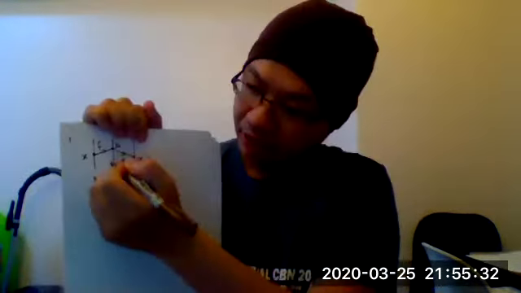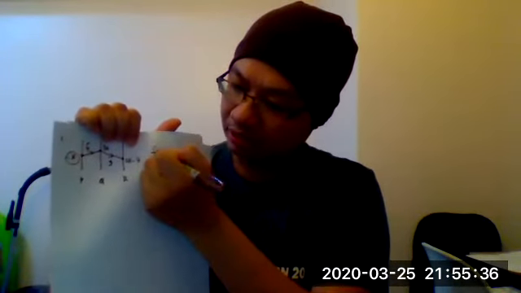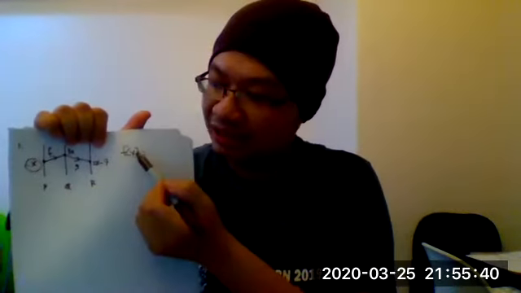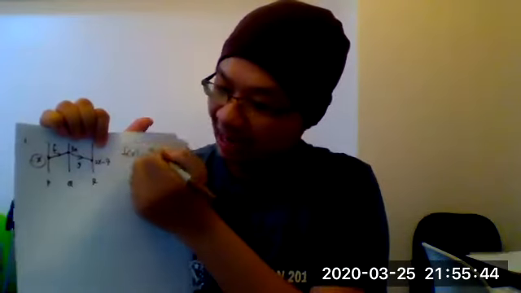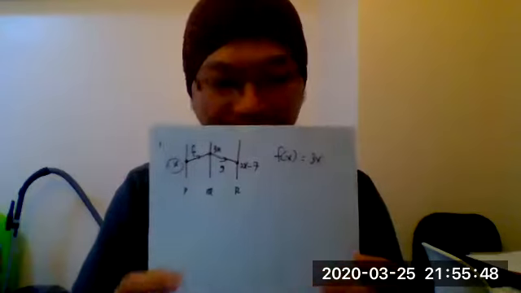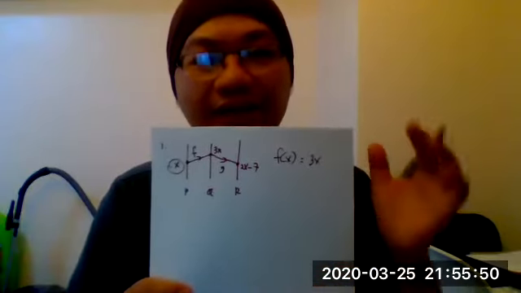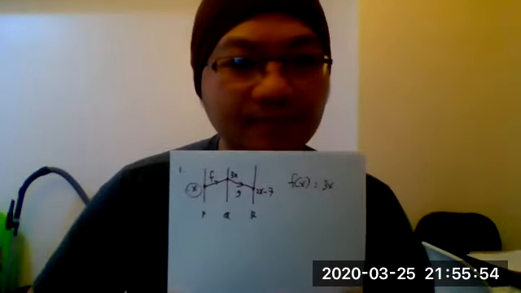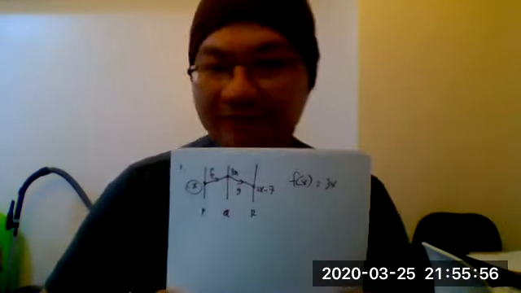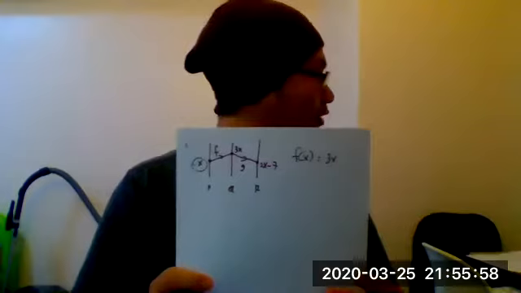This f combined with x equals what? 3x. Since this is your object, how much is your image? 3x. Done. That is the first question. Find the function f. Any problem? No. Belum. Bagus. Now let's move to the next question.